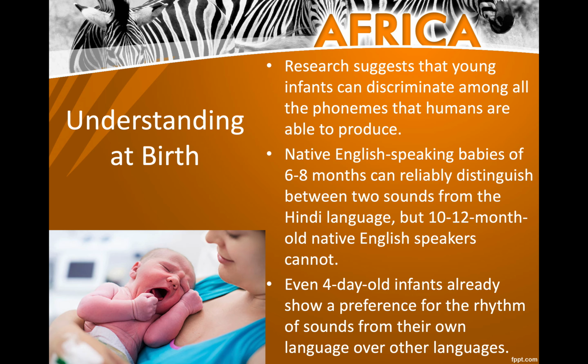Research suggests that young infants can discriminate among all the phonemes that humans are able to produce. Native English-speaking babies of 6 to 8 months can reliably distinguish between two sounds from the Hindi language, but 10 to 12-month-old native English speakers cannot. Even 4-day-old infants already show a preference for the rhythm of sounds from their own language over other languages.